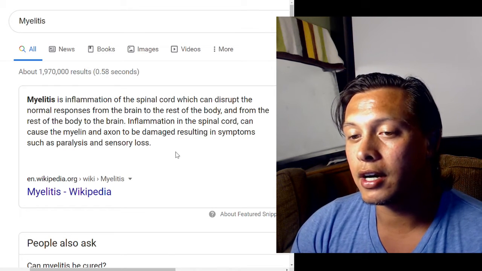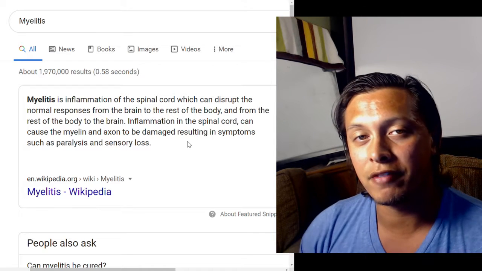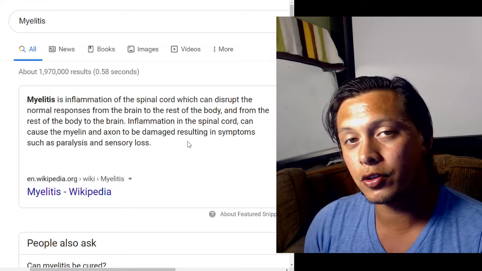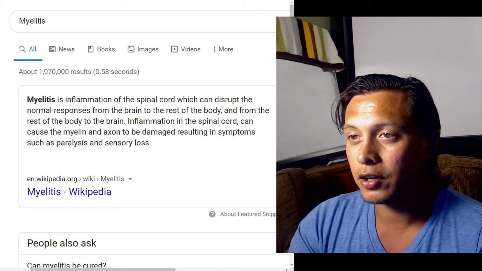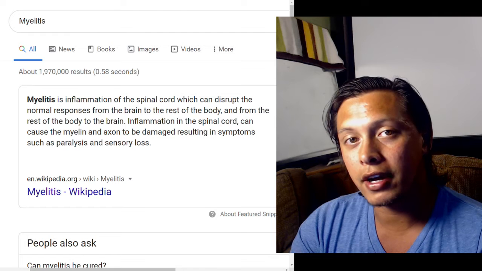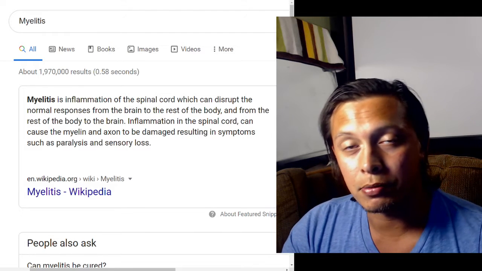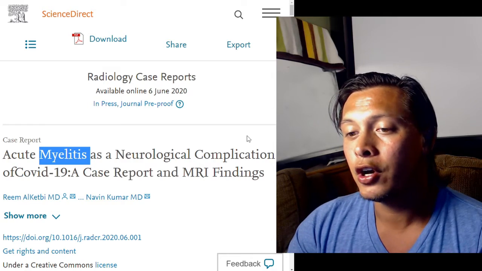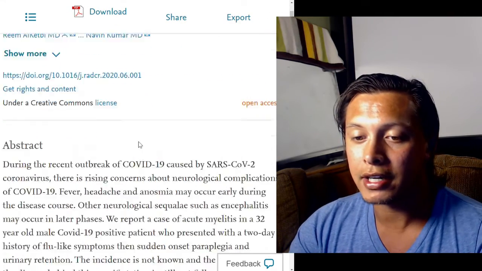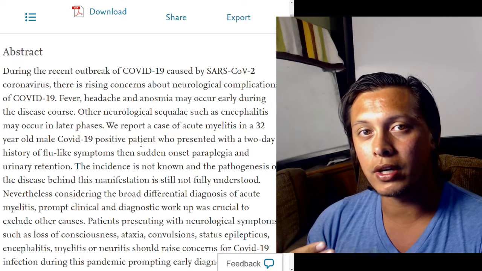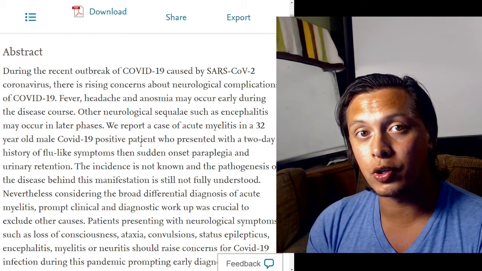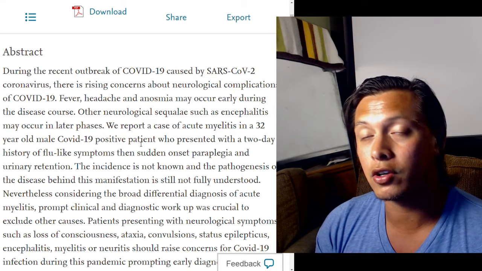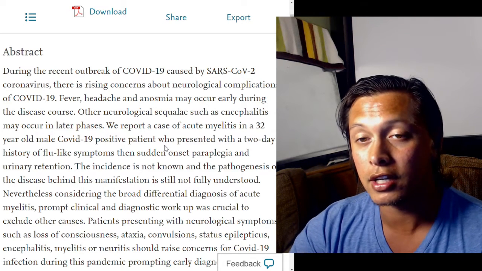So there are types of inflammation that can happen to the nervous system. Here they're saying that one of the effects of COVID-19 in this particular case study was myelitis, and they verified this through MRI findings. I just want to go through this so that we can get an understanding of the possible neurological problems that coronavirus or COVID-19 can cause in an individual.